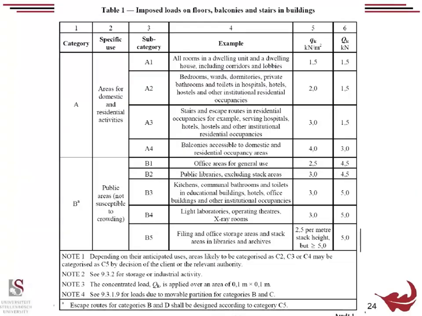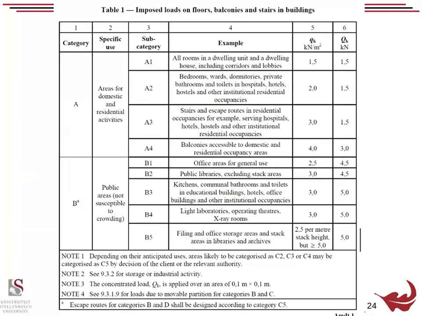So here you would have, for instance, an area for domestic and residential activities, and we are designing a balcony. On my balcony, I would use 4 kPa, 400 kilograms a square meter. It's 4 big rugby players per square meter all at once, so they are really quite tightly packed onto that balcony. And then a small point load acting over 0.1 by 0.1 square meter.